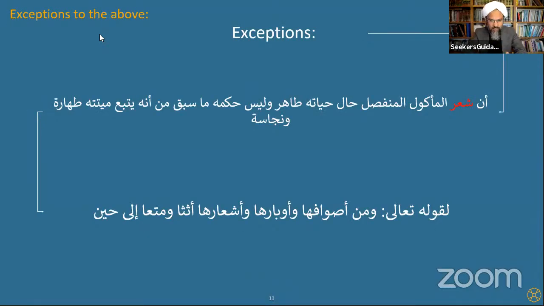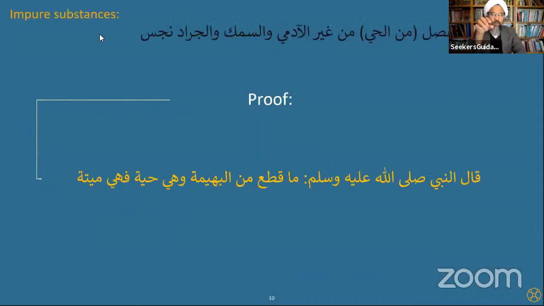Now we go through certain exceptions. In the previous slide, what did we say? We said that any detached part, a part detached from a living animal, that is considered to be impure. If you understand unrestrictedly, it would include shearing. A person has a sheep, and then he shears off the wool. Then that wool is a part that has been detached from a living animal. So the generality of this first statement would include shearing.